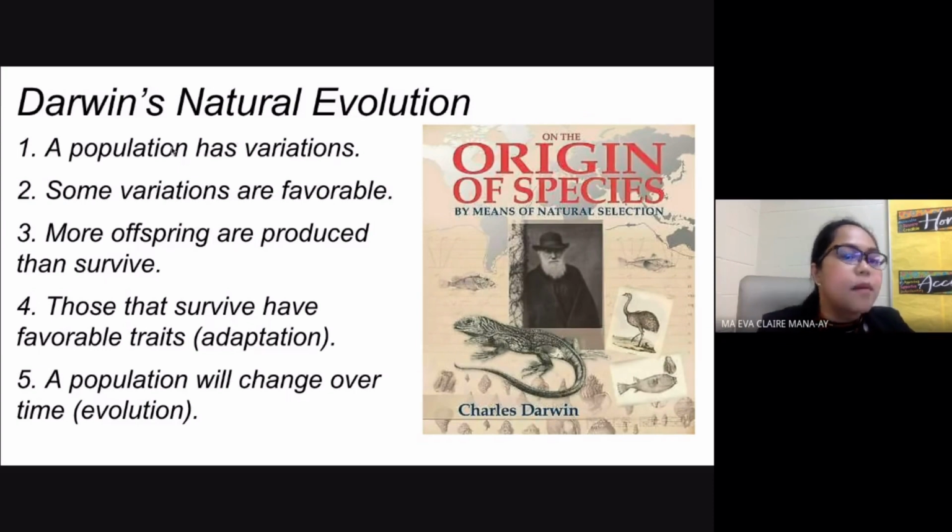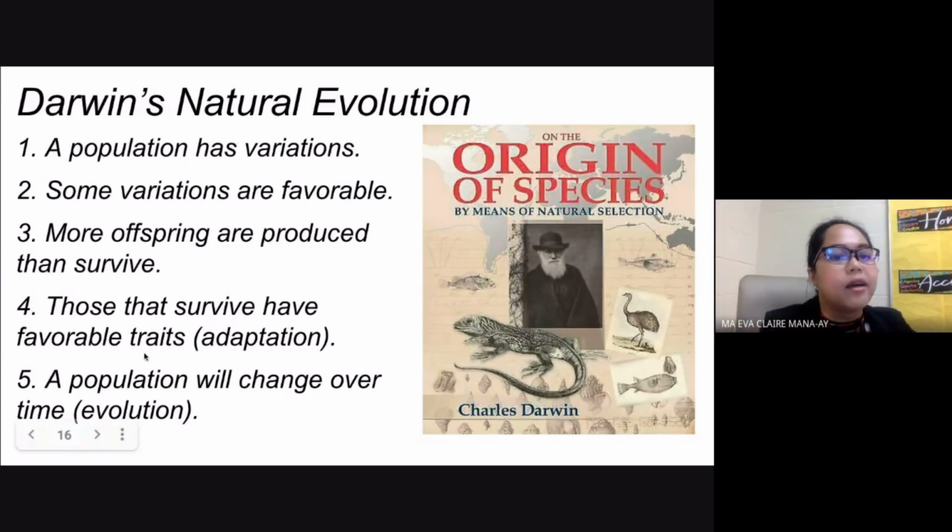Now, some of these variations may be favorable. That means some of these variations may allow you to survive in your environment. More offspring are produced than survive. We know this to be true. This is according to Darwin's theory, and also according to Malthus's theory. There are more kids produced, more people born, but not all of them are going to survive. It all depends on their fitness to that environment.